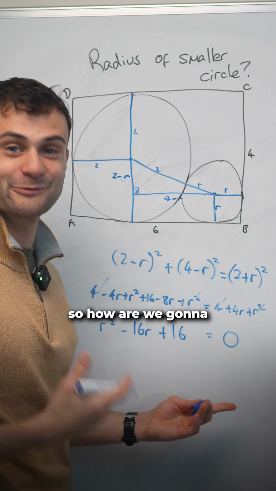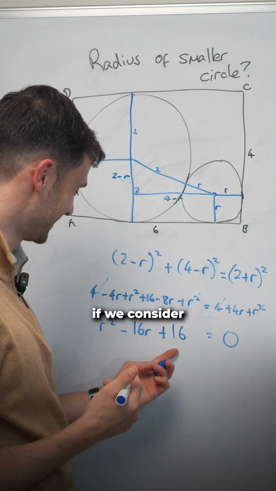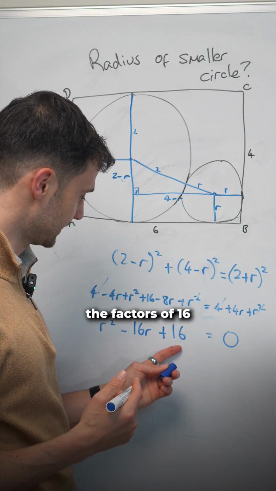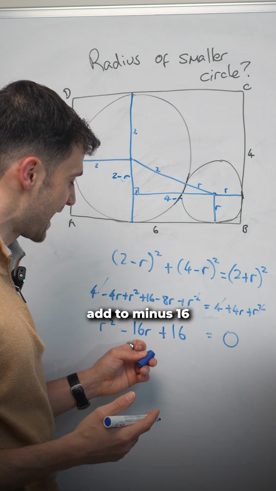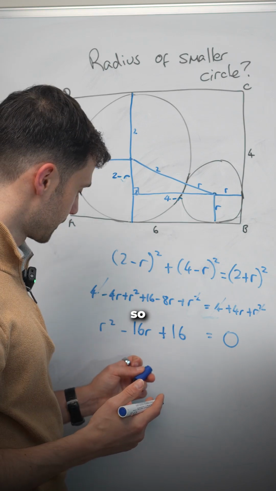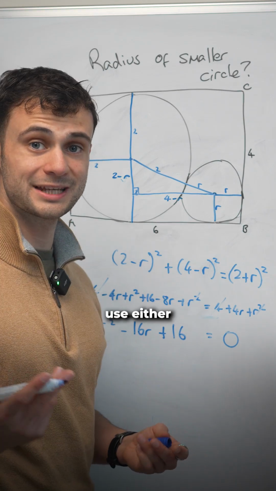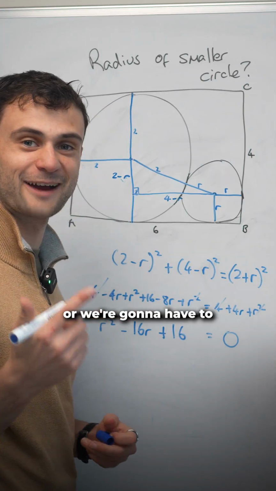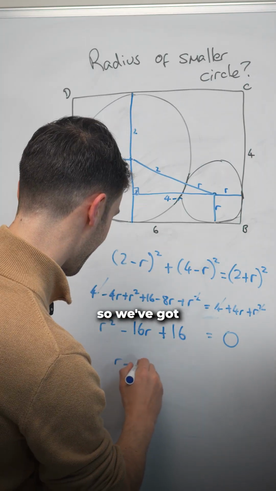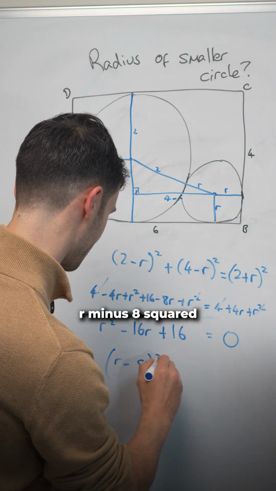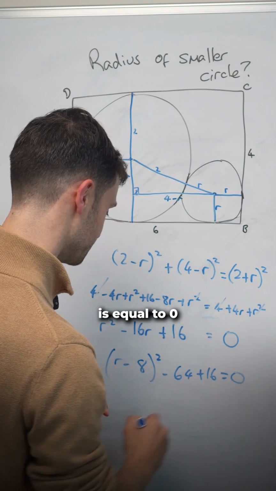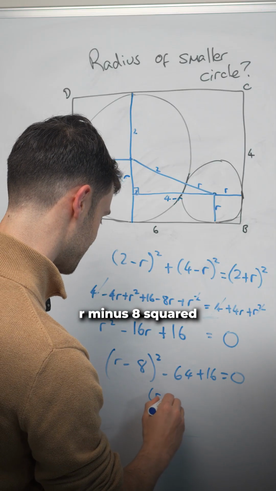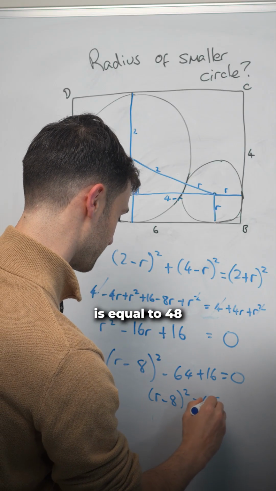So how are we going to factorize this equation? We consider the factors of 16. We've got 16 and 1, 8 and 2, 4 and 4. None of those are going to add to minus 16. So we're going to have to use either the quadratic formula or we're going to have to complete the square. So we've got (r minus 8) squared minus 64 plus 16 is equal to 0. So we've got (r minus 8) squared is equal to 48.